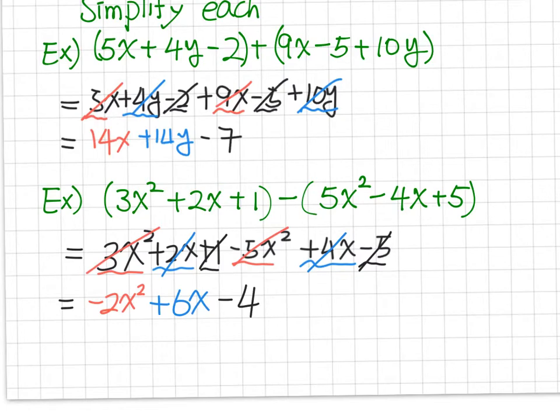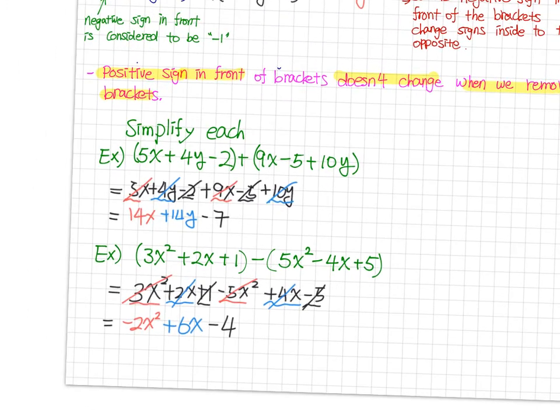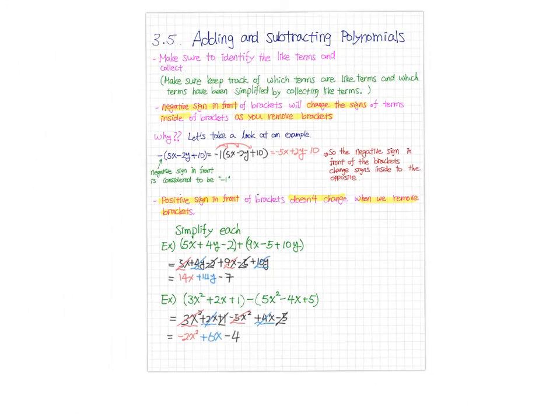Now make sure everything is in order, that it's from the highest power to the lowest power. Okay, so 2 is the highest, 1 is the middle, there's no power, so we're okay. So hopefully that was okay. Now then, let's go to the next.